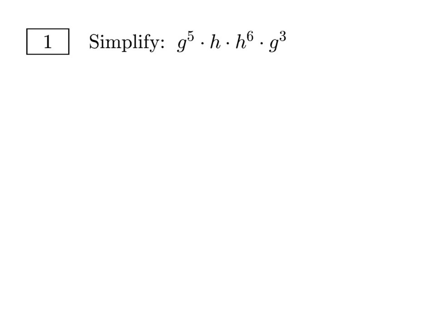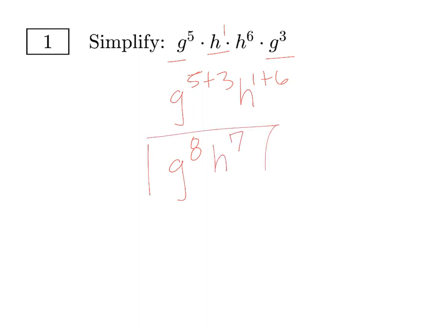All right, for number 1, I have g to the 5th times g to the 3rd, so that's g to the 5th plus 3. Then I have h to the 1st times h to the 6th, so that's h to the 1st plus 6. So I have g to the 8th times h to the 7th. That's all we could do. Done.